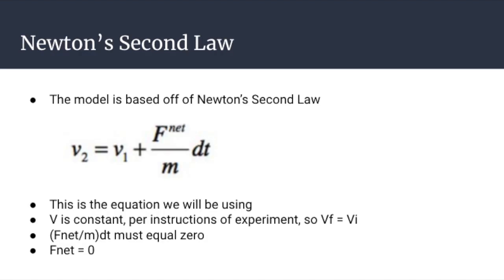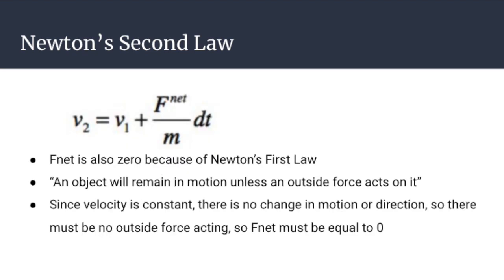The form of Newton's second law I used to create the model was V final equals V initial plus net force divided by mass times change in time. Because the goal of the experiment was to have a constant velocity, V final must be equal to V initial. This also means that F net over m times delta t must equal 0. Since the time interval is not 0 and mass is not 0, F net must be equal to 0. F net must also equal 0 due to Newton's first law.